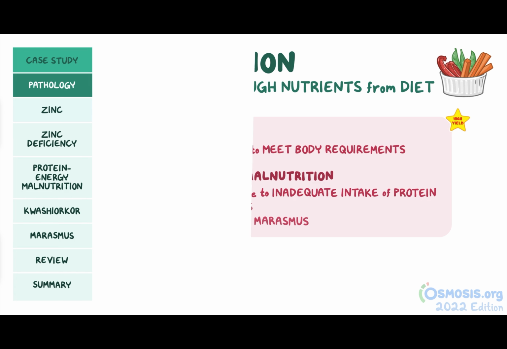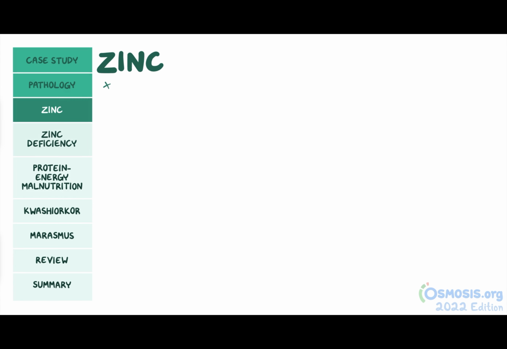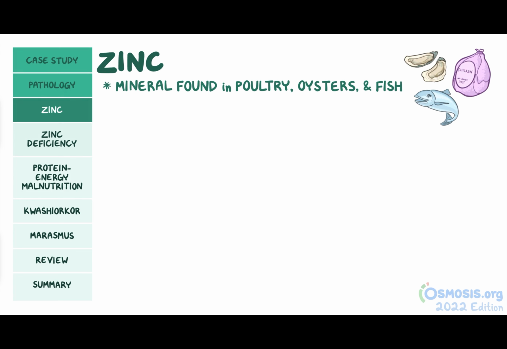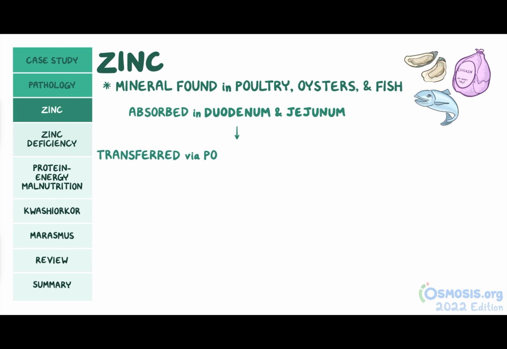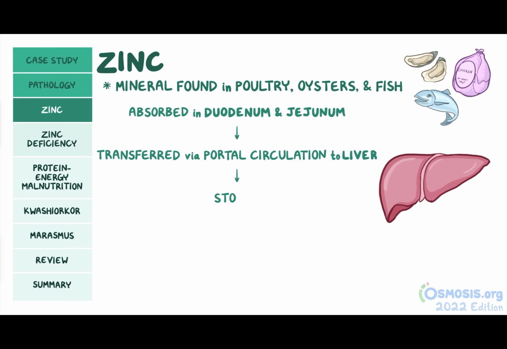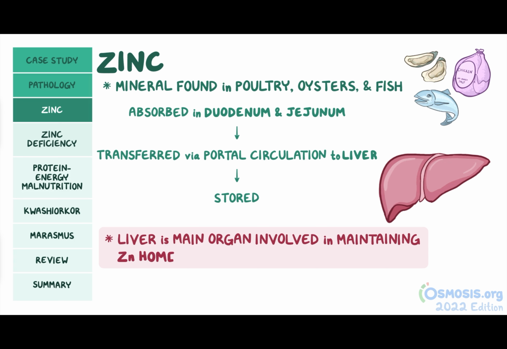Okay, so let's begin with zinc deficiency. Zinc is a mineral that's found mostly in poultry, oysters, and fish. Normally, it's mainly absorbed in the duodenum and jejunum and gets transferred via the portal circulation to the liver, where it gets stored. So, for your test, note that the liver is the main organ involved in maintaining systemic zinc homeostasis.